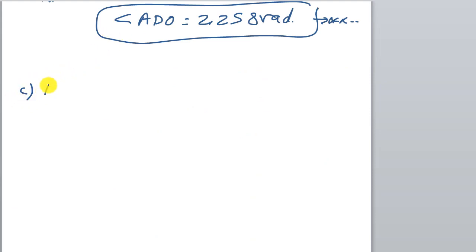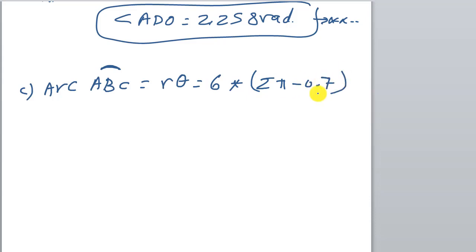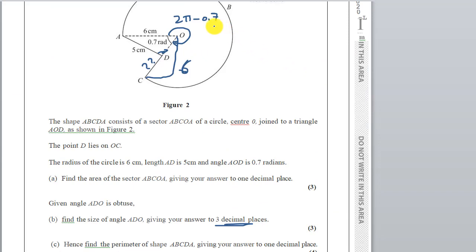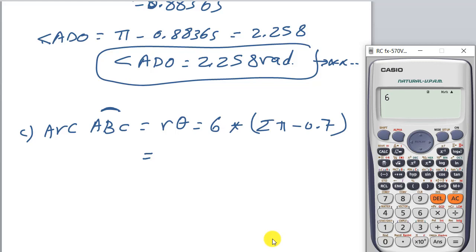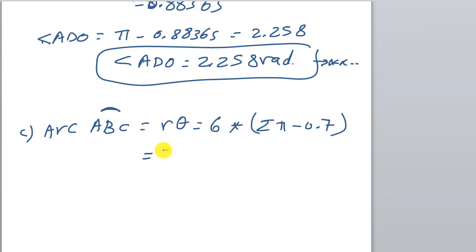So this is part C. The arc ABC length is equal to r theta. So it's 6 multiplied by 2 pi minus 0.7, which is the theta here. So this value is equal to, let us find this value, 6 multiplied by 2 multiplied by pi minus 0.7. So the value here is 33.5 centimeters. This is the first value.